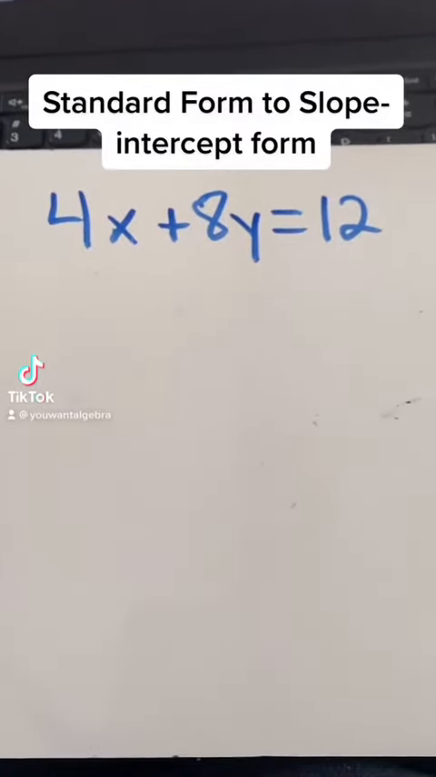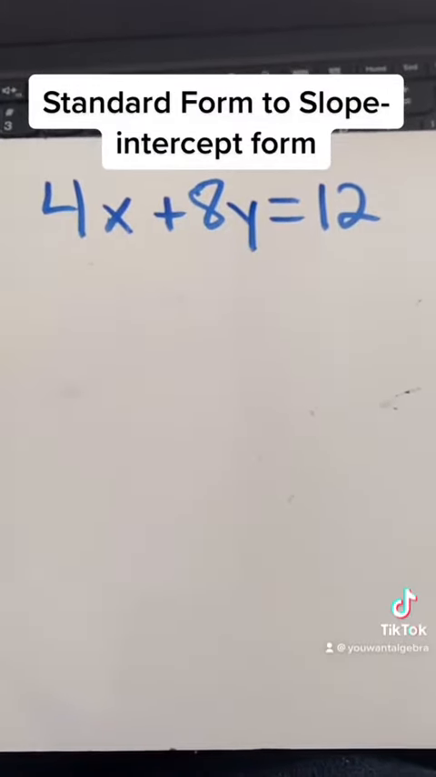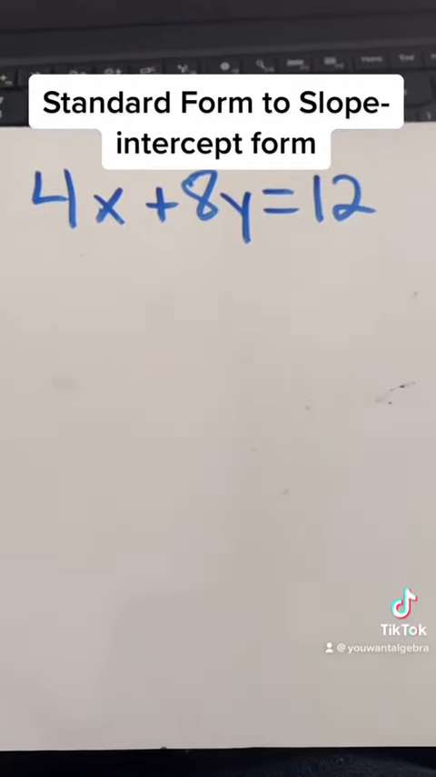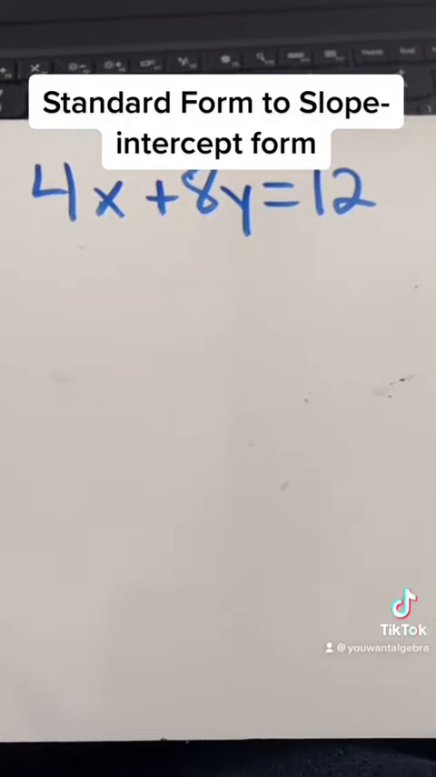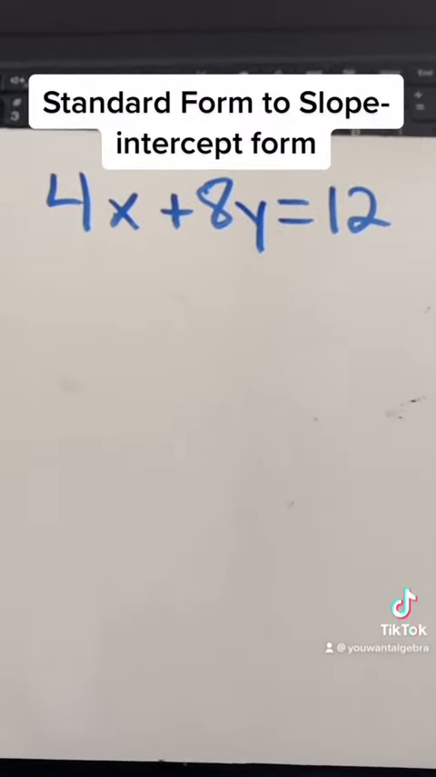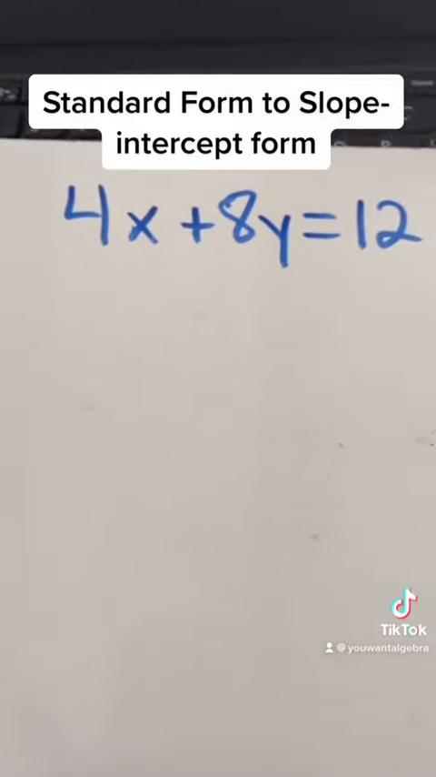Okay, so here I have this equation right here in standard form, and I want to make it into slope-intercept form because I need to figure out what the slope of this actual line is. So in order for me to do that, x has got to be over on the right-hand side of the equation, and y needs to be by itself.